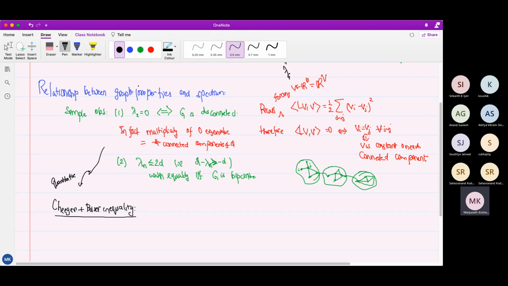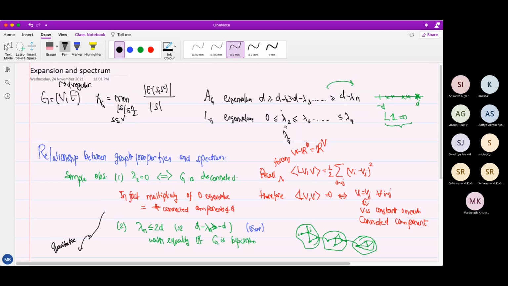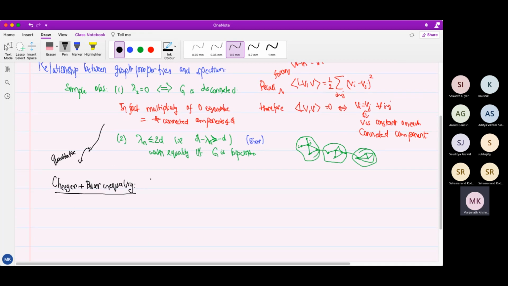Before that, are there any questions? Is it kind of clear? I have left this as an exercise. It is not going to be very important to me, though it will be important in spirit, as you will see in a moment. So the Cheeger-Buser inequality tells us that lambda 2 is actually related to h in a very precise way. There is an inequality.